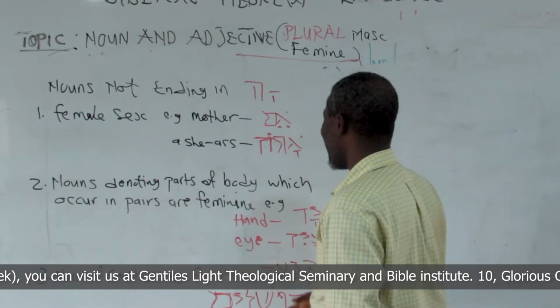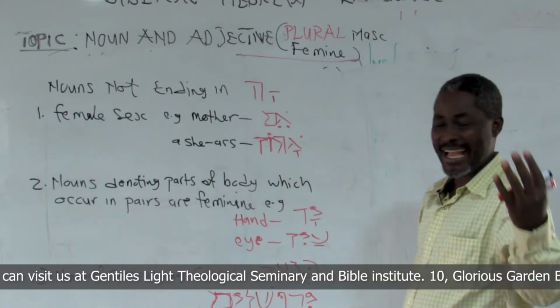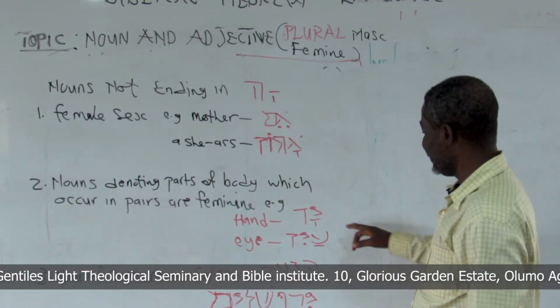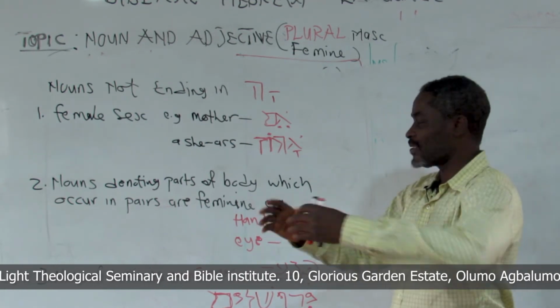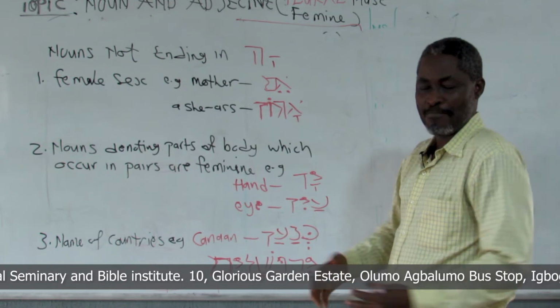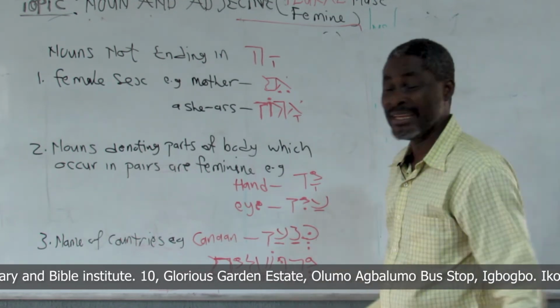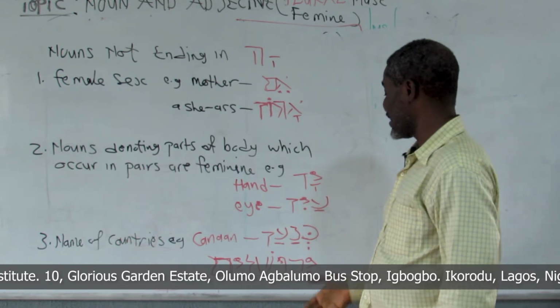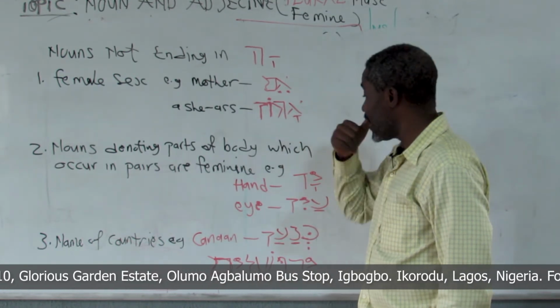Also, nouns denoting parts of the body which are in pairs, like our hands now, one hand is yad, one hand is yad. Because these parts of the body are two, every part of the body that is in pairs is seen as feminine. So they don't have to end in kamets he. For example, hand is yad and eye is ayin. It doesn't have to end in kamets he.